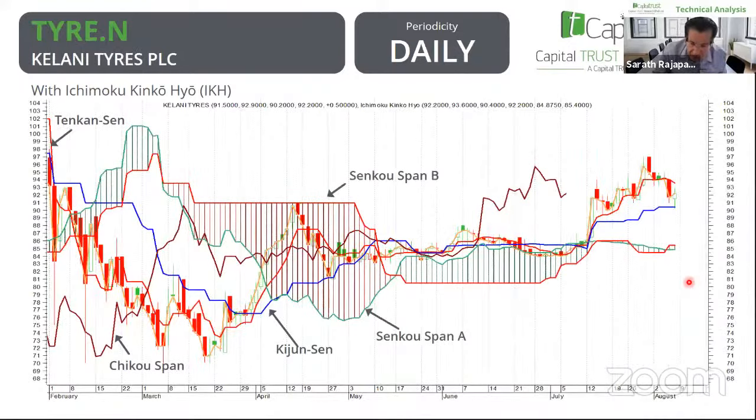Tire. Kalni tires, it's just turned into a red cloud underneath. So it has to turn into a green cloud. If you have it, hold it. Otherwise, don't buy it here.